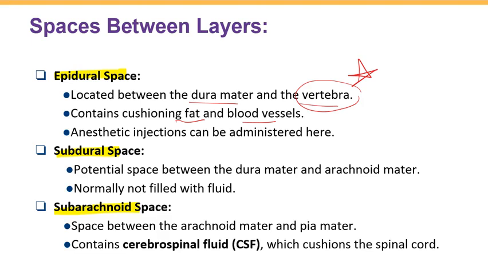It's a potential space between the dura mater and arachnoid mater. It's normally not filled with fluid, but if there is bleeding, the subdural space can be filled with blood. And then the subarachnoid space is a space between the arachnoid mater and pia mater, or the space just under the arachnoid mater, which contains the cerebrospinal fluid.